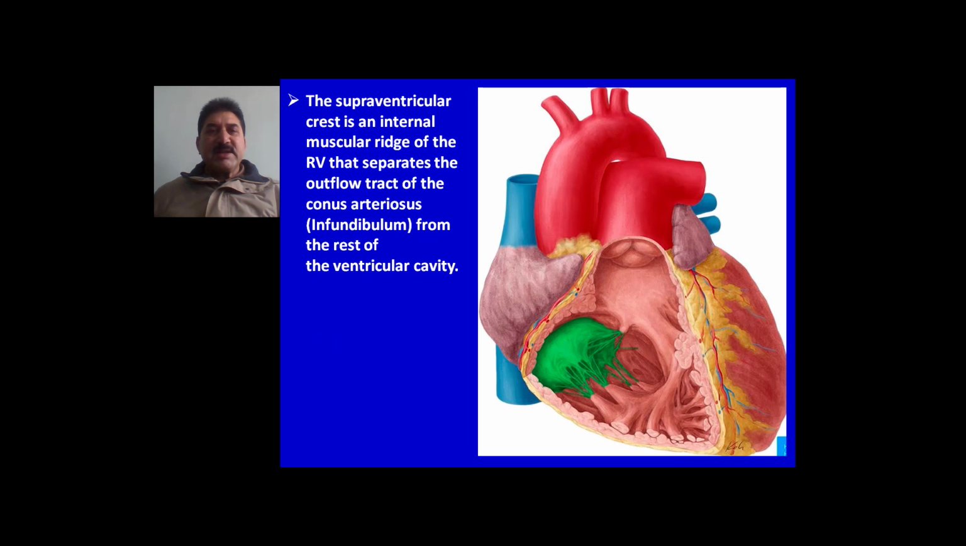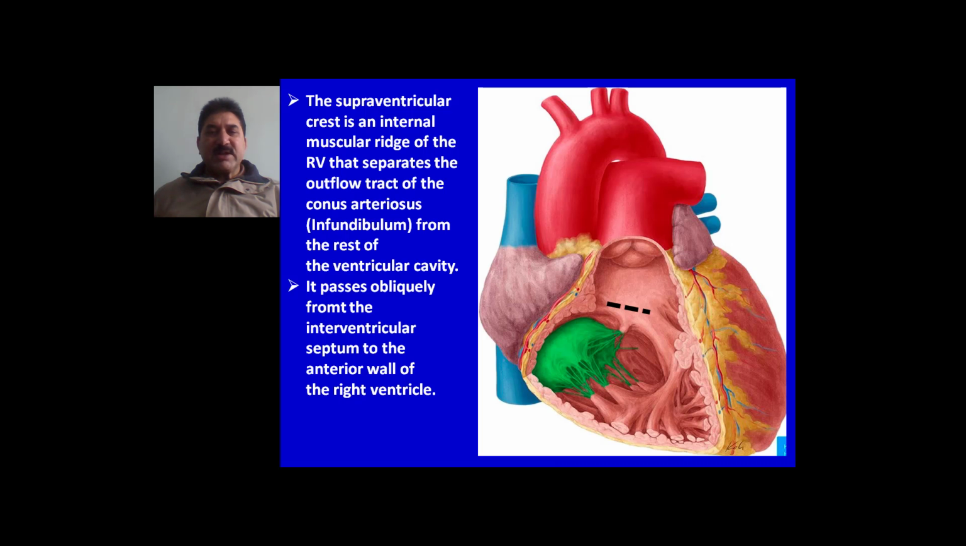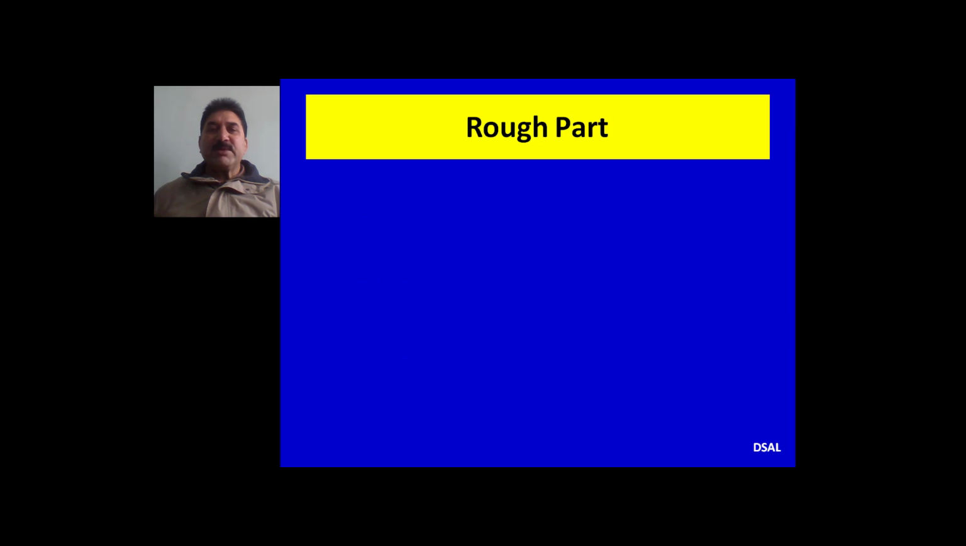The supraventricular crest is an internal muscular ridge of the right ventricle that separates the outflow tract, the conus arteriosus, also called the infundibulum, from the rest of the ventricular cavity. It passes obliquely from the interventricular septum to the anterior wall of the right ventricle. This black dotted line represents the supraventricular crest. Below the supraventricular crest is the rough part of the right ventricle, and above the supraventricular crest is the smooth and outflowing part of the right ventricle.